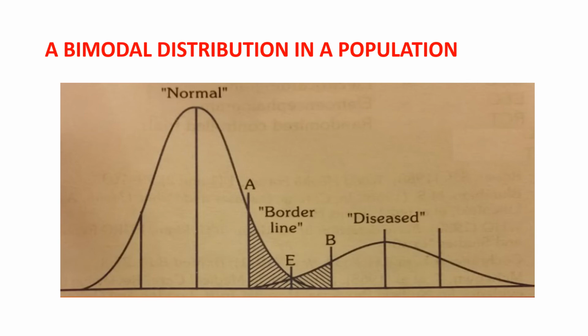You take a lot of normal people to be diseased. That is, you increase the false positives. But if you shift it to B, you take a lot of diseased people to be normal. That means you increase a lot of false negatives. So either way, whichever way you shift, you are actually introducing error.